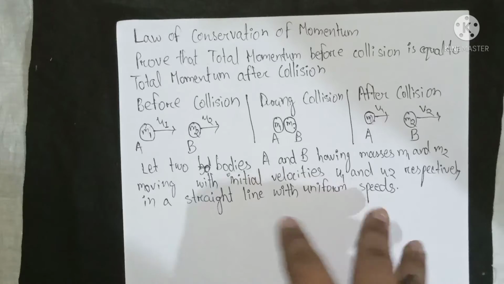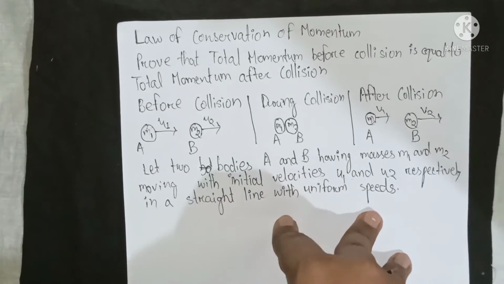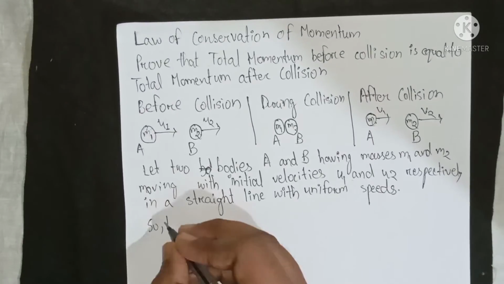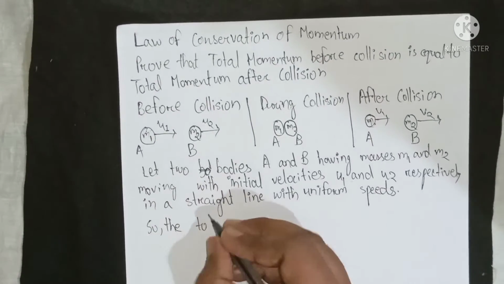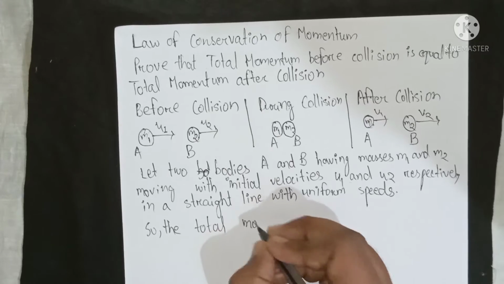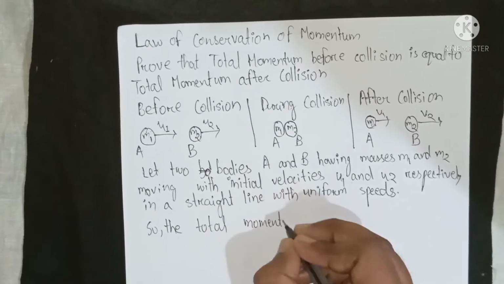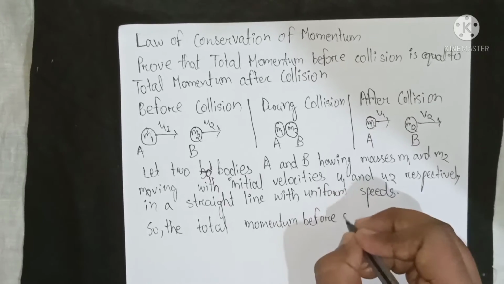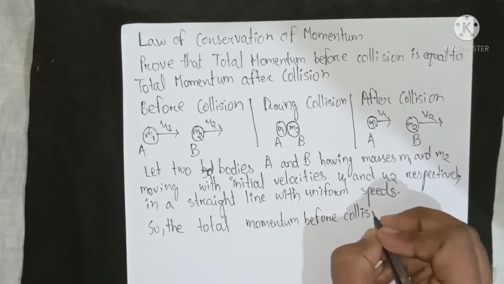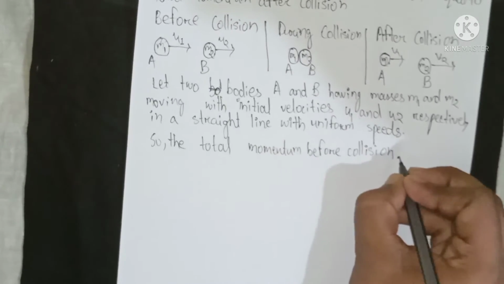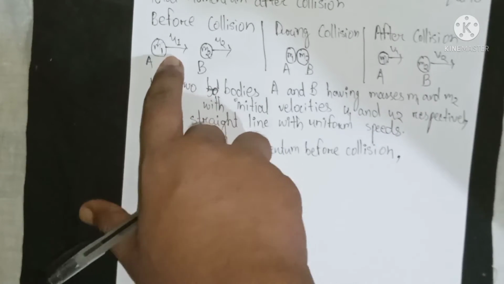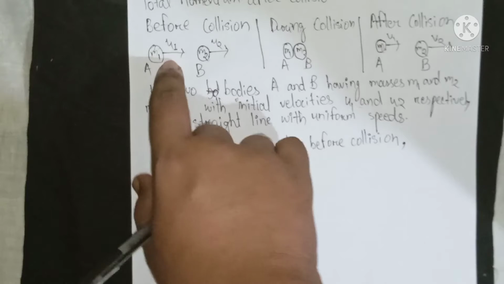Okay, so here we have the first part, and from this, the total momentum before collision. So first we have to find the momentum of object A.